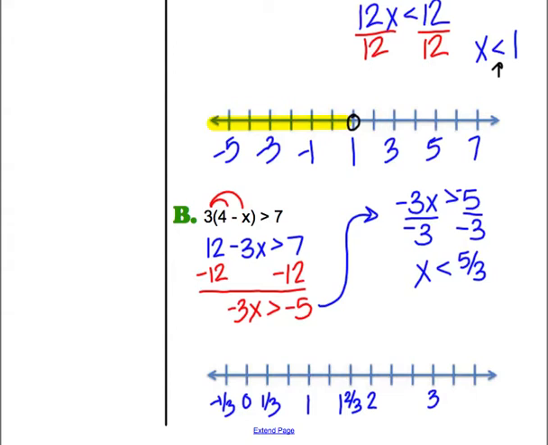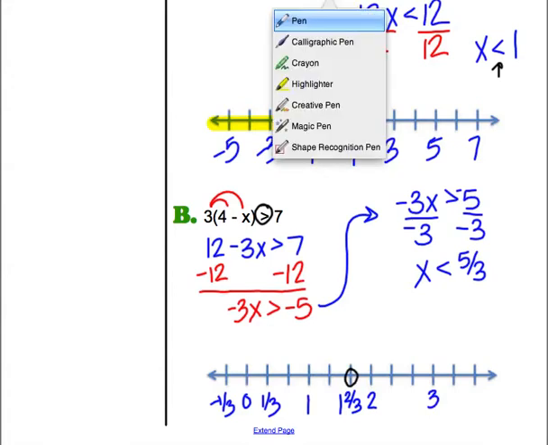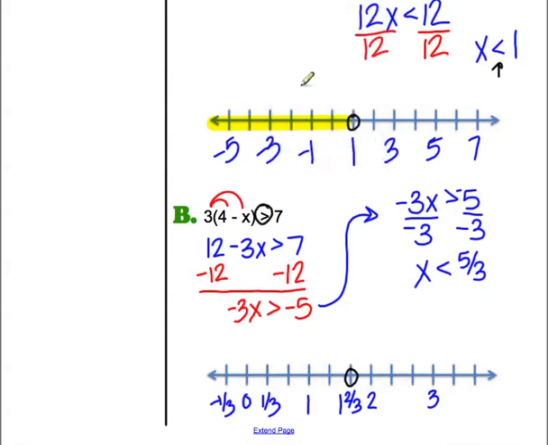Now, I see here that I once again have it being strictly greater than, so I'm going to make an open circle. And it says x is less than 1 2/3, so I'm going to go the less than route. And if I check, I can always put in a 0 to see that 4 minus 0 is 4. 3 times 4 is 12. 12 is greater than 7, so I know that I did it correctly.